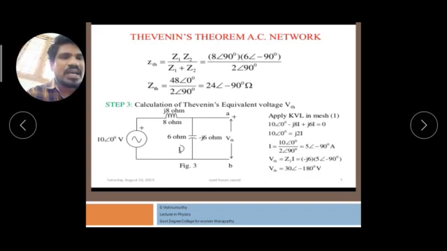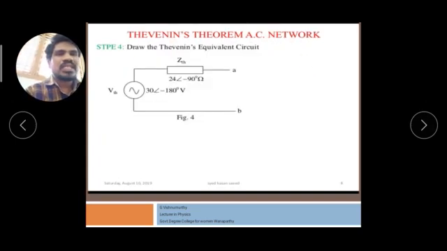That is also found by applying the KVL. So apply KVL in mesh 1. Here we apply KVL, then we calculate I is equal to 5 ∠ -90 degrees amperes, and also VTH is equal to 30 ∠ -180 volts. So this is about Thevenin's theorem in an AC network.